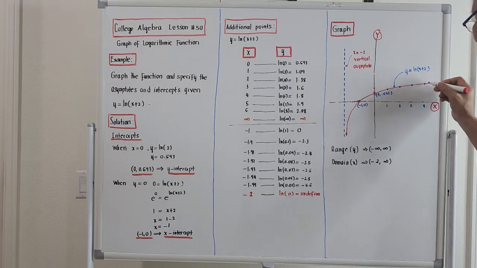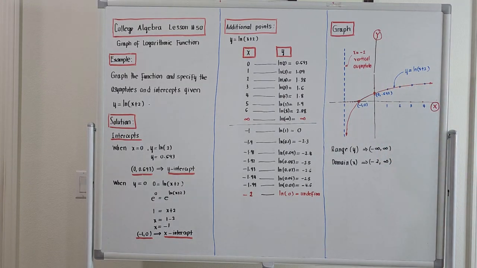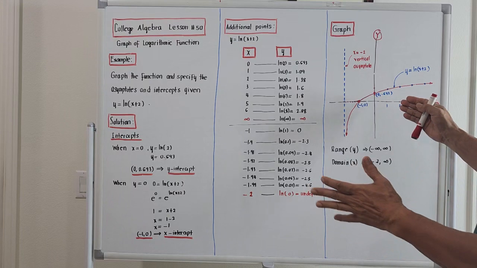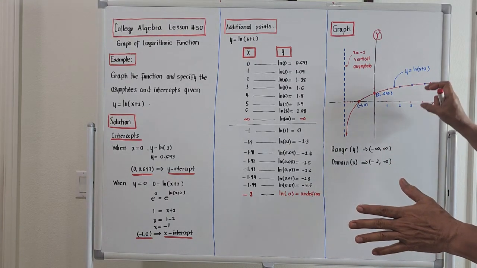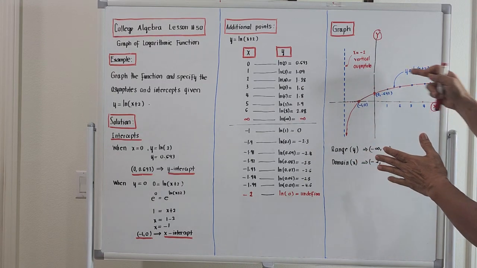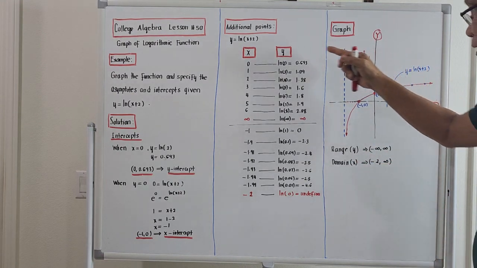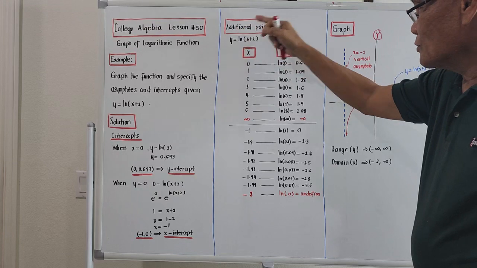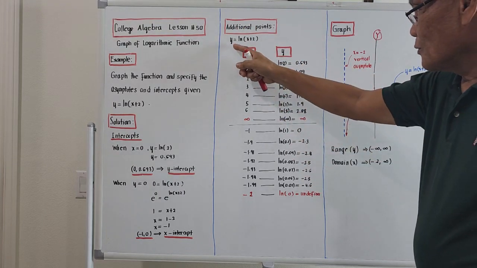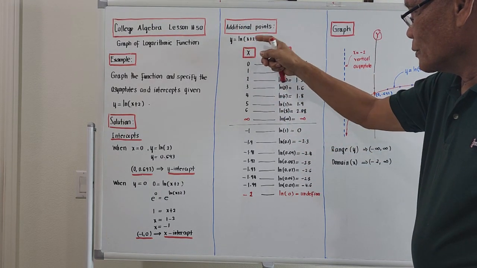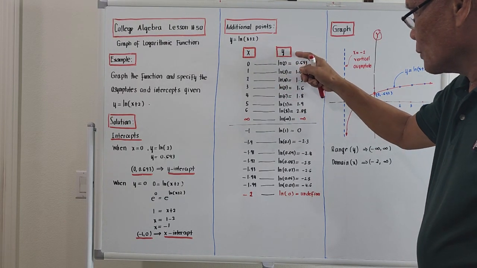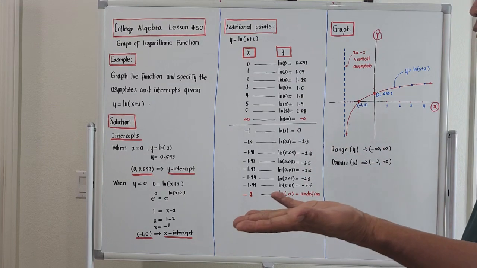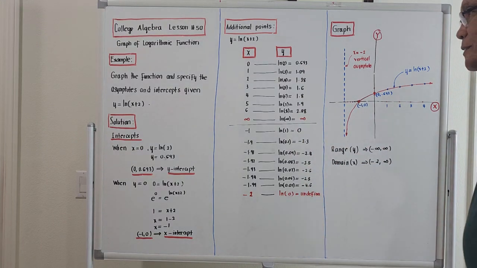What will be the nature of the graph to the right of the y-axis? To determine the nature, the variation of the value of y to the right of the y-axis, we must plot additional points. That is, for the equation y equal to the natural logarithm of the quantity x plus 2, we put x here and we put the value y here. Then we use the so-called point plotting.